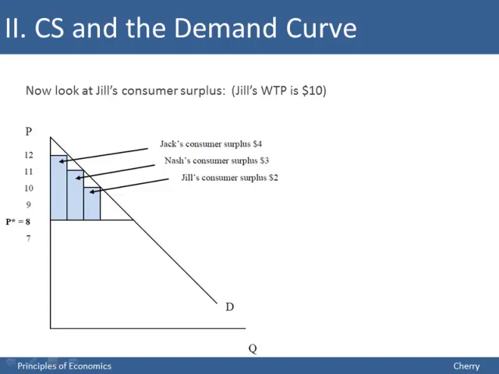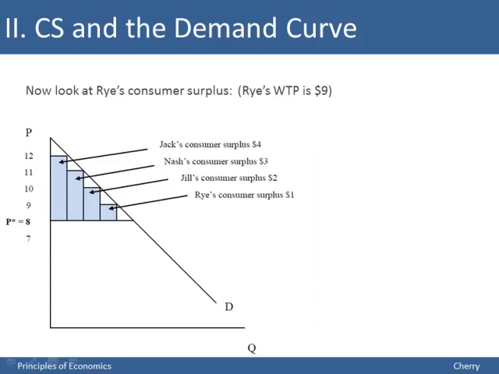Now we can go to Jill. Remember, her willingness to pay was 10. So you take her point on the demand curve of 10, and then you take the difference between 10 and the market price of 8 and shade in that area. That's Jill's consumer surplus of $2. And again, you can think of that rectangle as 2 squares, each representing $1.